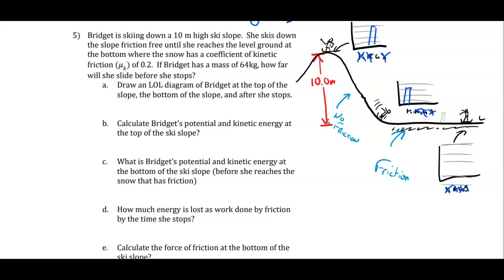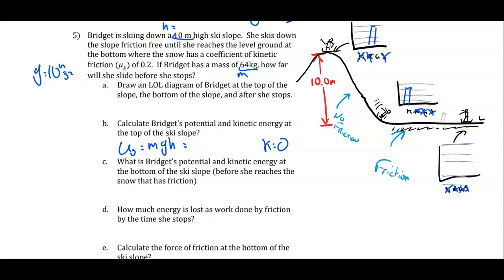Calculate Bridget's potential and kinetic energy at the top. You know how to do this. Potential energy is mass times gravity times height. You know the height, you know her mass. Mass is 64, the height is equal to 10, and gravity is 10 meters per second squared. So you can do that. What's the kinetic energy at the top? Kinetic is equal to 0, right? There is none.